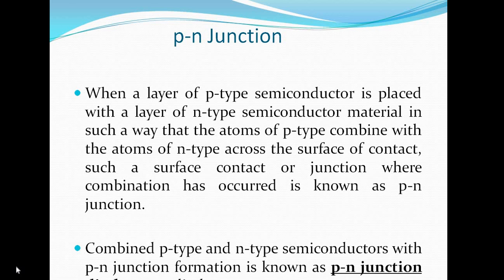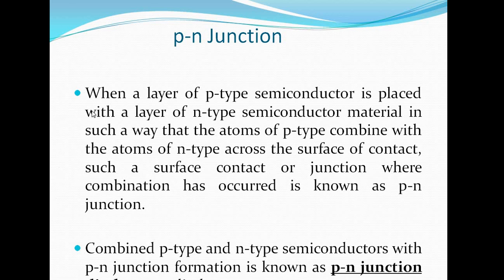Today we are going to discuss the PN junction diode, its construction and working, energy level diagrams, and VI characteristics. Already we know about P type semiconductors and N type semiconductors. With the help of these, by combining these two, we can get the PN junction diode.